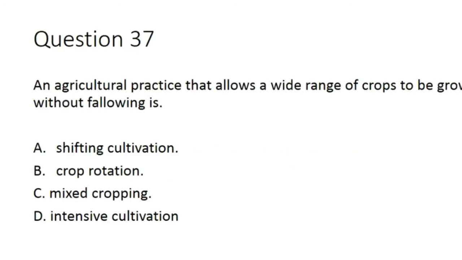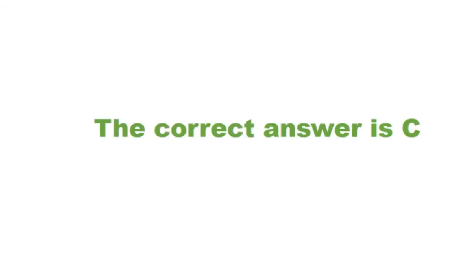37. An agricultural practice that allows a wide range of crops to be grown without fallowing is A. Shifting cultivation, B. Crop rotation, C. Mixed cropping, D. Intensive cultivation. Mixed cropping is an agricultural practice that allows a wide range of crops to be grown without fallowing.